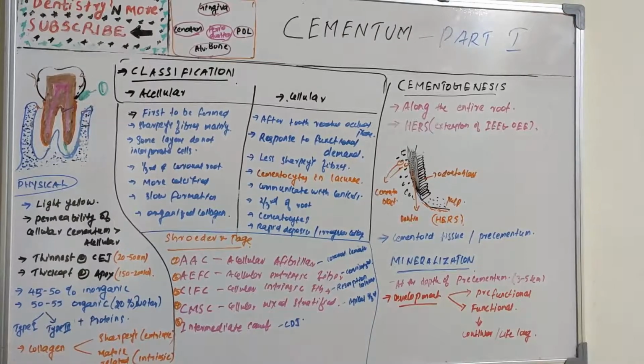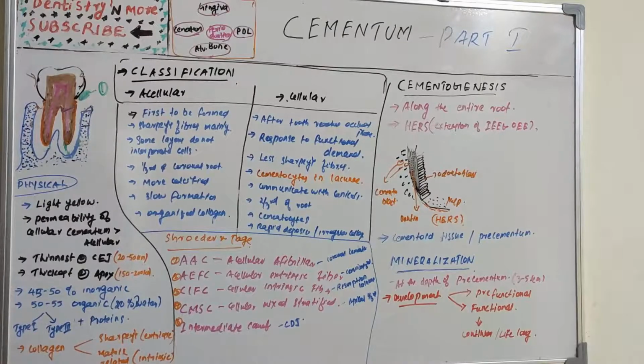So let's continue our components of periodontium. Today's topic is about cementum. This will be dealt in a few parts. So this is part 1. We are dealing with the basic physical properties and its classification, types cellular and acellular, and the cementogenesis and mineralization part.